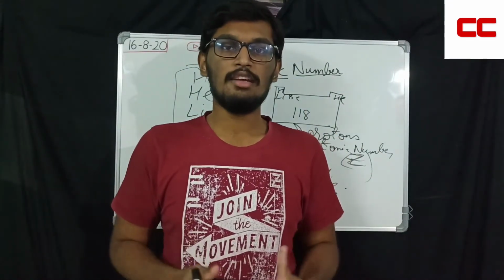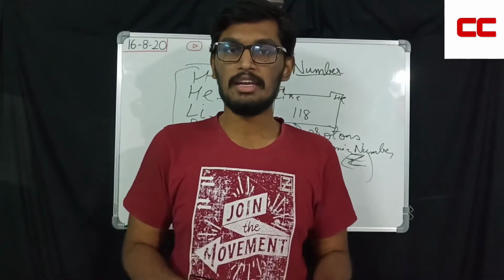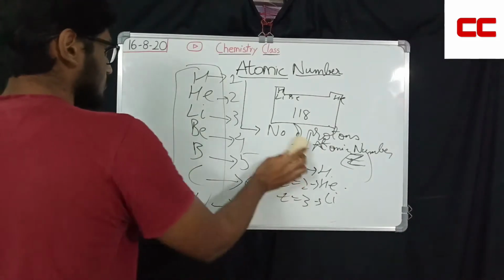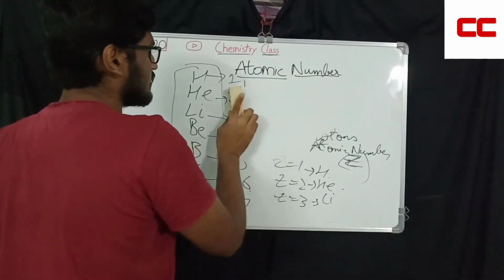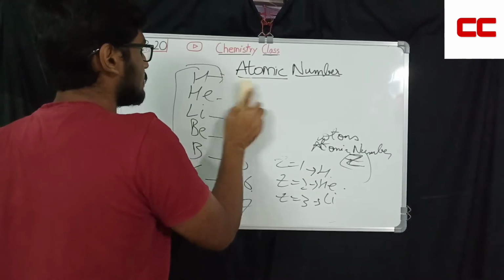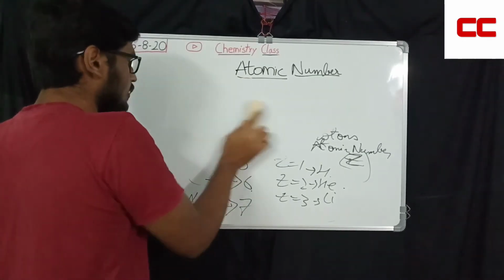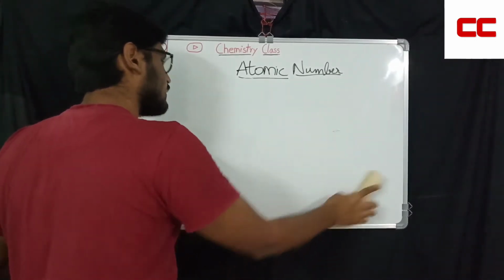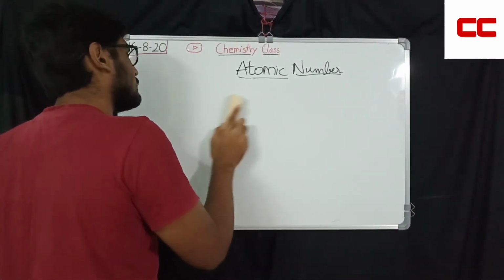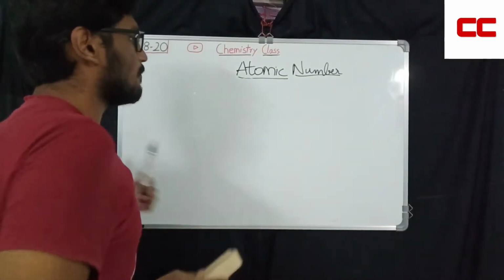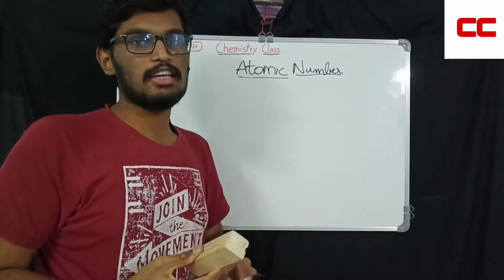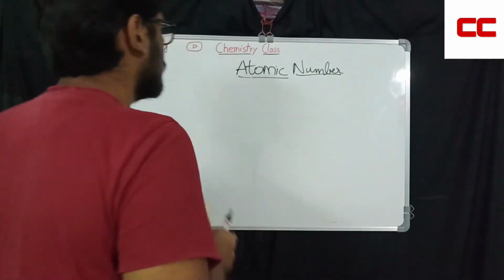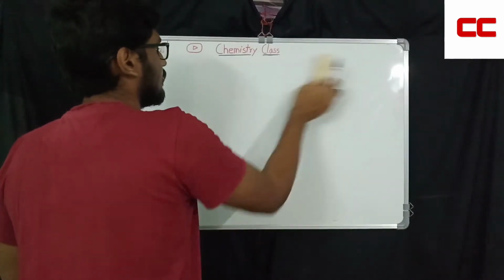So now let's see what is mass number, the second topic in today's video. By now you must understand that the total number of protons present inside the nucleus of an atom, I repeat again, gives us the atomic number. So there is a direct relation between the number of protons and the atomic number. Now let's see about mass number.